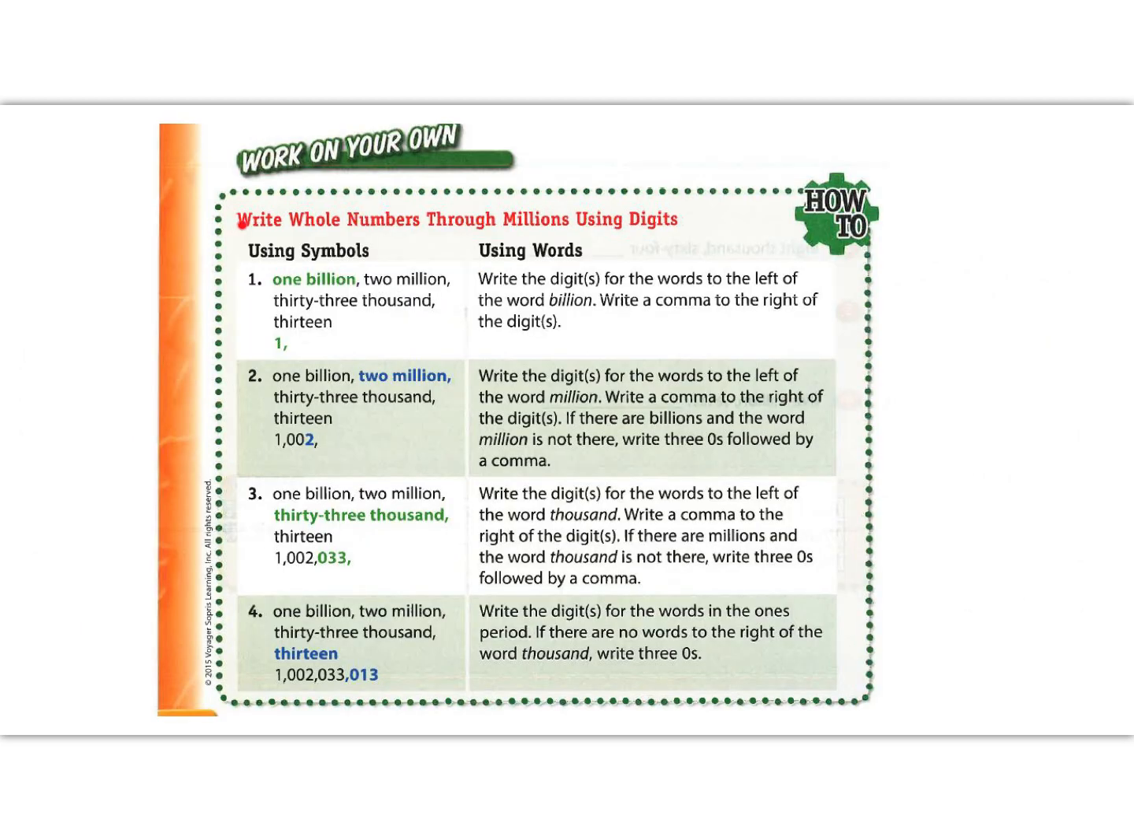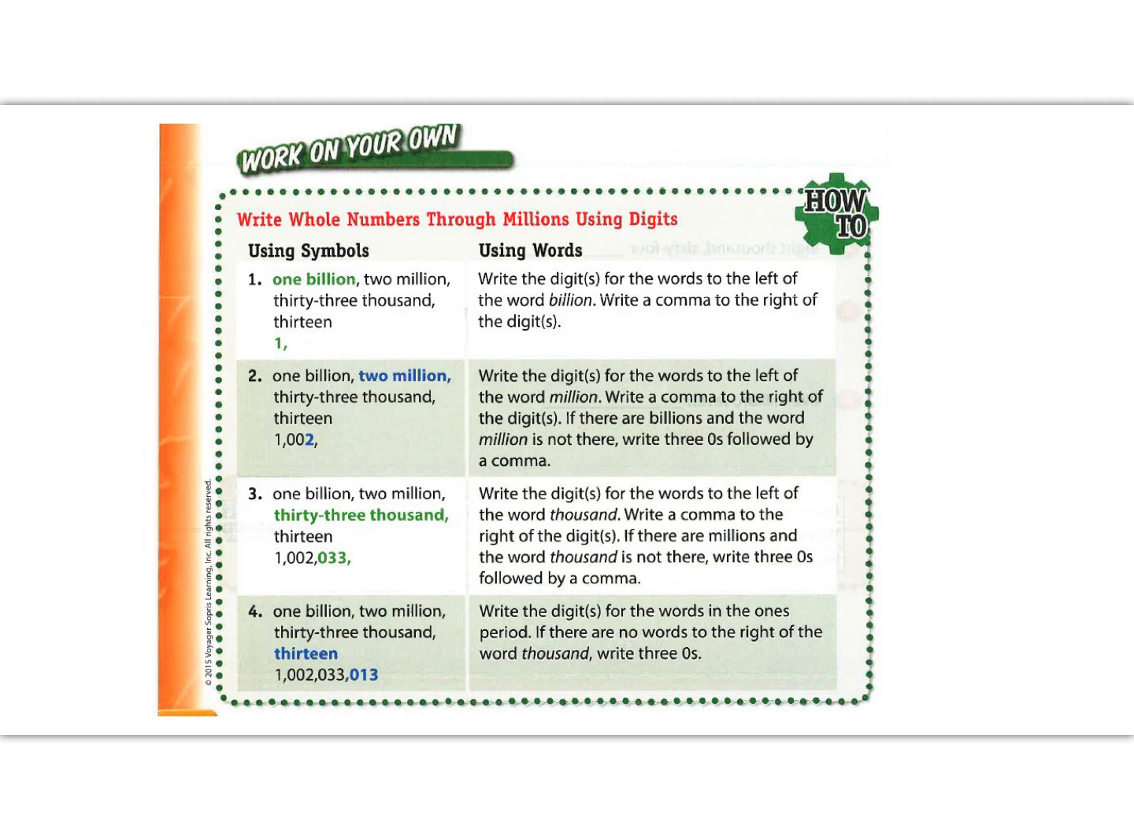All right, so to review this, when we write whole numbers through millions using digits, using symbols, first in green here we see 1 billion, 2 million, 33,013. So in green is 1 billion, so there's the 1 billion. So you're going to write the digit for the words to the left of the word billion, write a comma to the right of the digit, so 1, comma. So now we're in the blue, the 2 millions. So it says write the digit for the words to the left of the word million. Write a comma to the right of the digits.